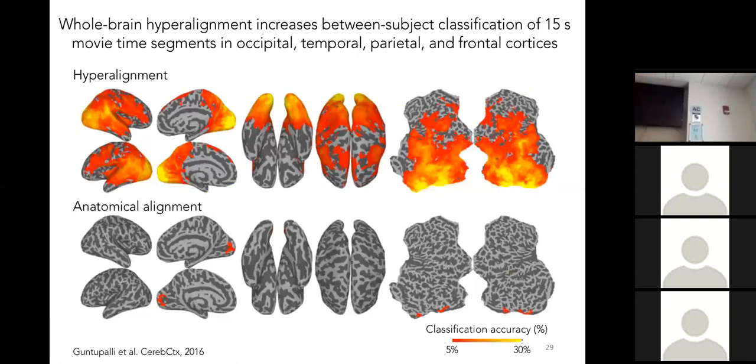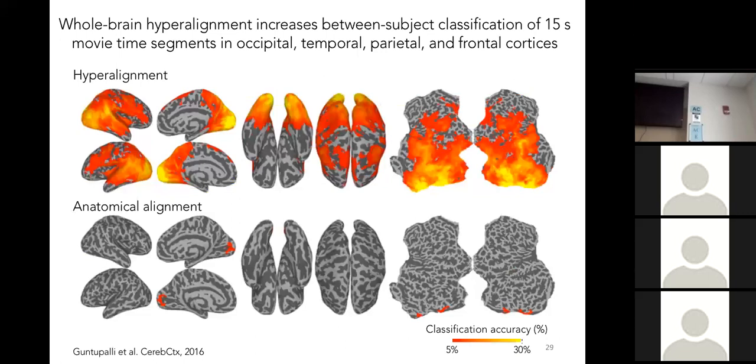How many segments? So it's 55 minutes worth of movie data, and we use a sliding window. So we classify one time segment, then we move that over 1 TR, 2.5 seconds, and do that time segment.